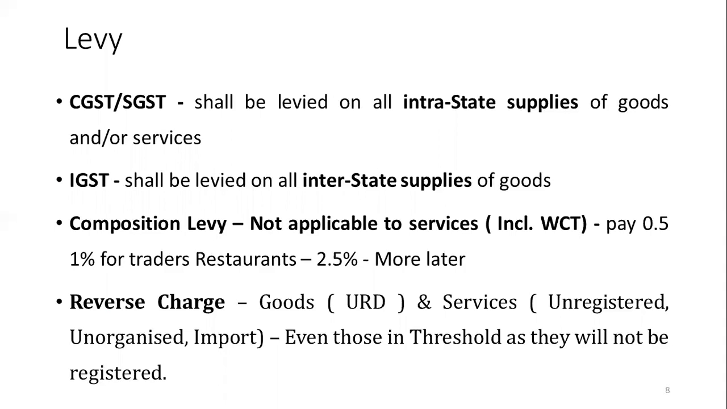Now then comes the composition levy. It means it's not applicable to the services. It will be 0.5 to 1% for the trade-based suppliers and 2.5% for the others. Now what is the reverse charge mechanism?